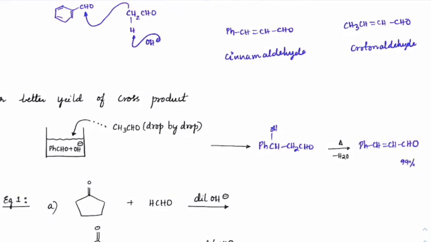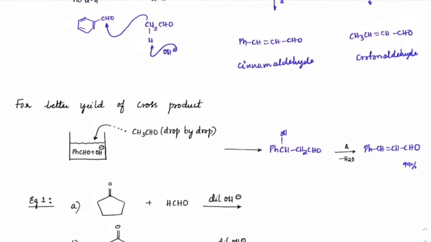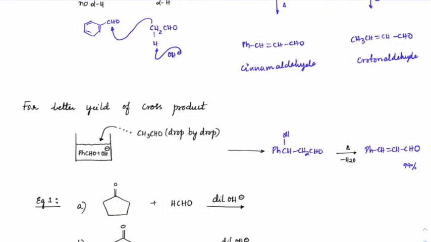So in case you want to increase the yield of cross product, especially in Claisen-Schmidt, you can add the alpha hydrogen containing aldehyde or ketone drop by drop. Okay.